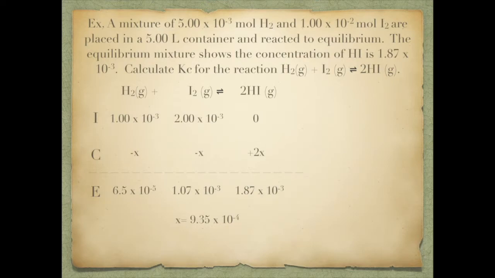And so using these equilibrium concentrations, I can now calculate my Kc. So remember, Kc is going to be equal to my concentration of HI squared divided by my concentration of H2 times my concentration of I2. And so I'm just going to plug in these values. I'm going to put the 1.87 times 10 to the negative third squared up top, and then the 6.5 times 10 to the negative fifth times the 1.07 times 10 to the negative third on bottom. And so what I end up calculating for my Kc is 50.3.